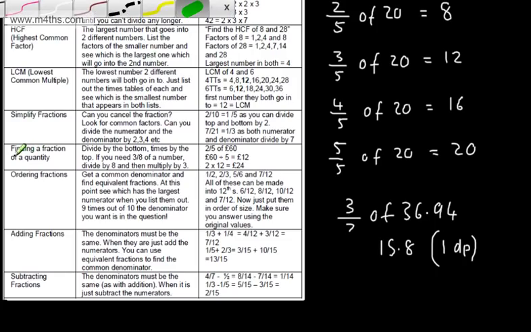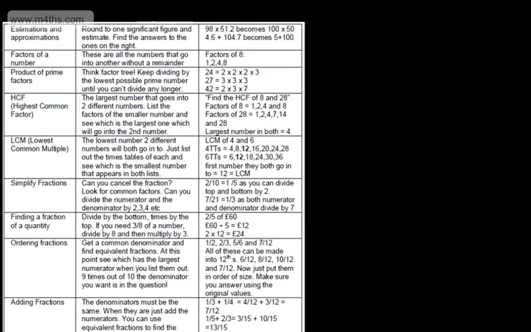Okay, let's go ahead now and look at the next one, ordering fractions. Okay, now ordering fractions. Let's just do a quick example. This is a typical exam style question. Now if I had, let's take something nice and straightforward, 1 over 7, 5 over 7, 3 over 7, and 2 over 7. The denominators are all the same.